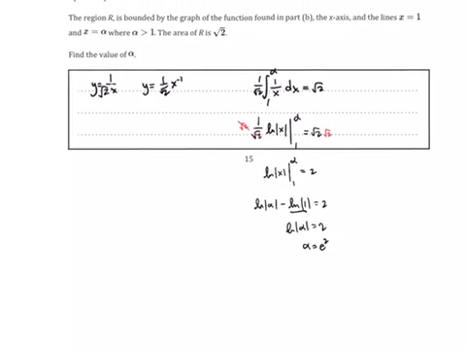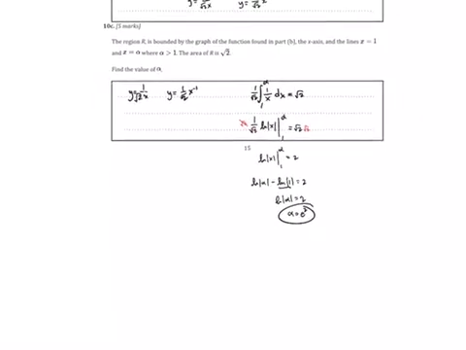It looks like I found the value of alpha such that the area under the curve called R is equal to root 2. Okay, guys, I think that's it.